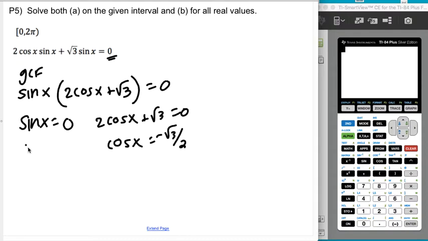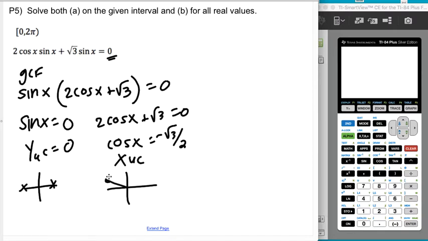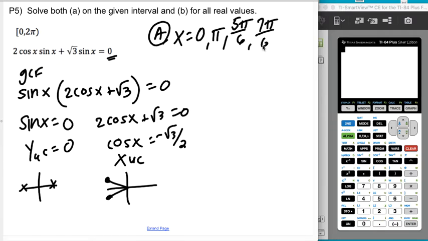Well, sine of x is the y on the unit circle, so we want to know where the y is 0, and that's at the same spots we saw in the last problem. And cosine of x is the x on the unit circle, so I want to know where x is a negative root 3 over 2, and that's at the pi over 6's that are to the left of the y-axis. So my answer to A is going to be x equals 0, pi, 5 pi over 6, and 7 pi over 6.